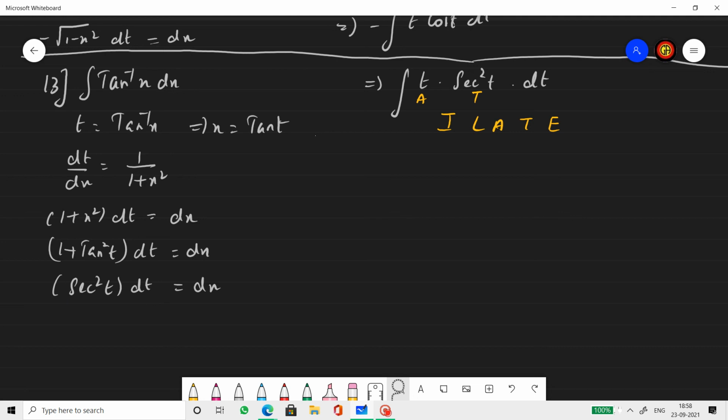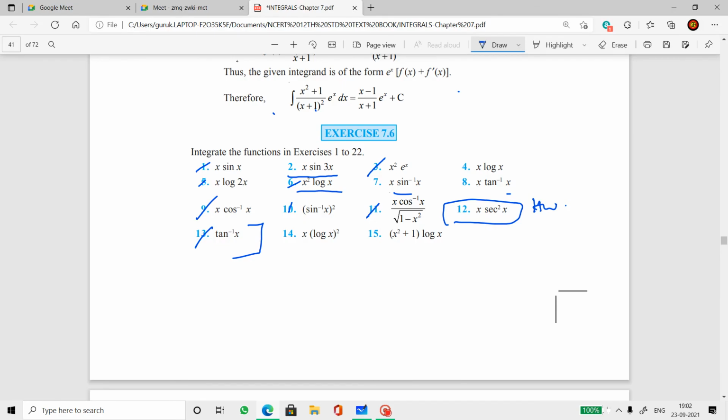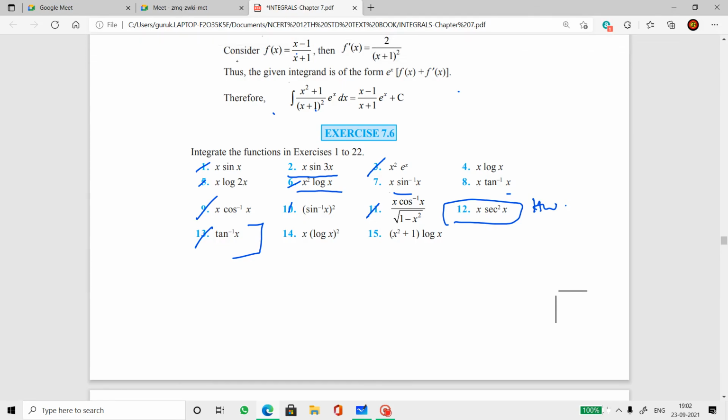The whole question will come to this form now. Again algebra and trigonometry. So from here on, you have to do the parts to get the answer. Once I am done with this, the rest will be covered in the next video.